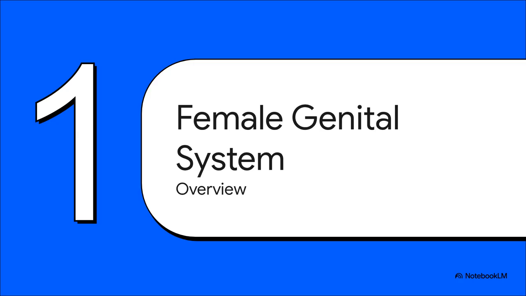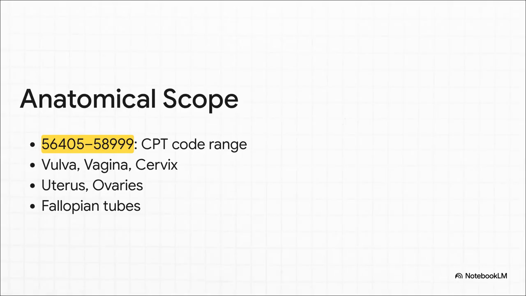So, let's jump right into Section 1, the female genital system overview. All right, imagine you're auditing an operative report. Your anatomical sandbox for this specific CPT code range, which is 56405 to 58999, covers the vulva, the vagina, the cervix, uterus, ovaries, and the fallopian tubes. It's kind of like a map, right? You've got to visualize the exact organ your surgeon is operating on first. That is your absolute fastest ticket to finding the correct code family.